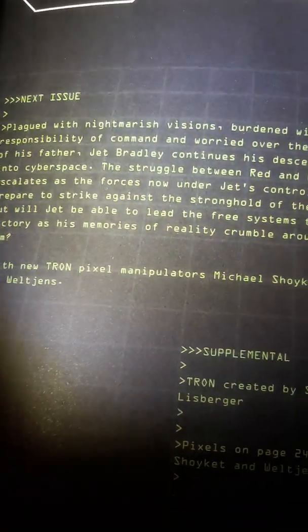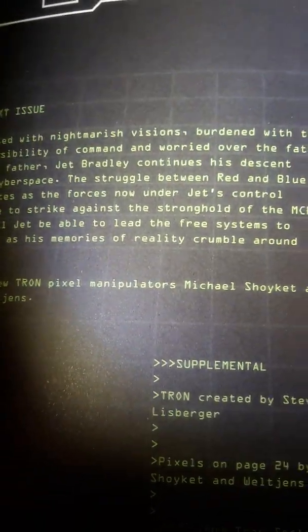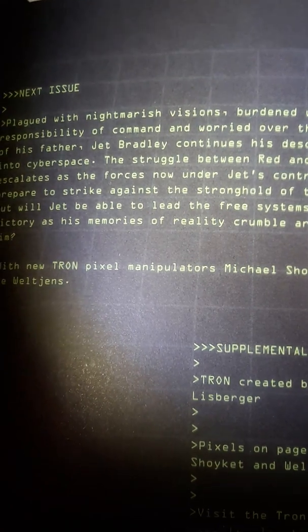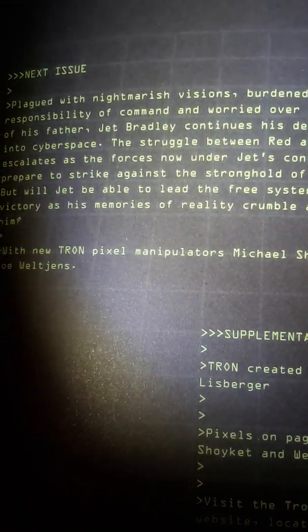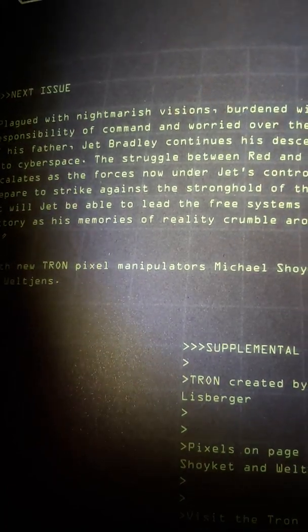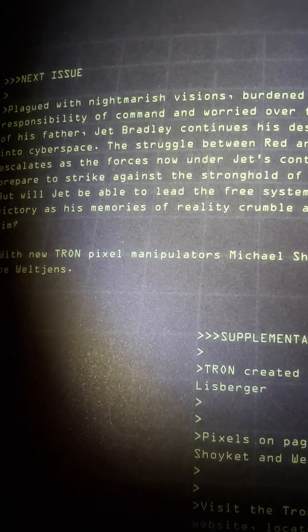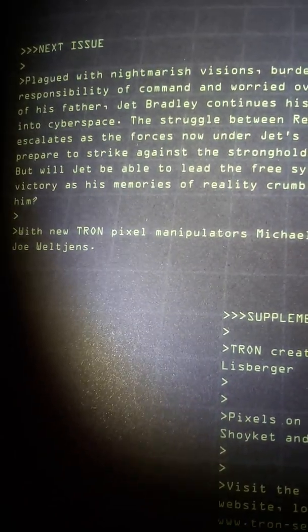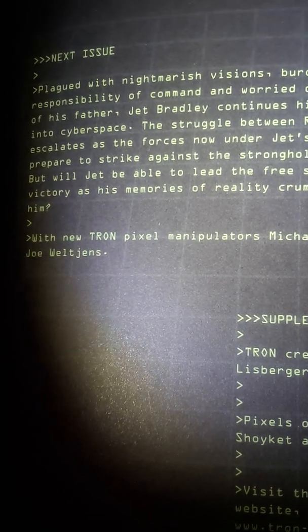And let's take a look at the text. Plagued with nightmarish visions, burdened with the responsibility of command and worried over the fate of his father, Jet Bradley continues his descent into cyberspace. The struggle between red and blue escalates into the forces now under Jet's control, prepared to strike against the stronghold of the MCP. But will Jet be able to lead the free systems to victory as his memories of reality crumble around him? With Neutron pixel manipulators Michael Shoyket and Joe Welch-Jens.